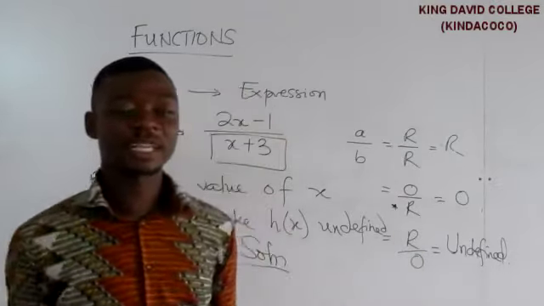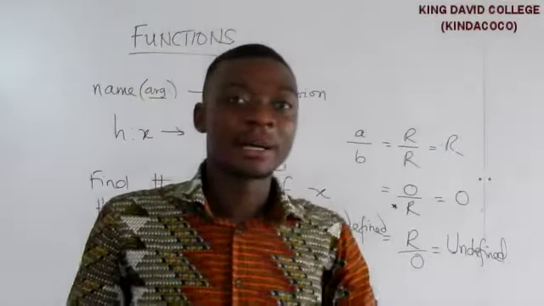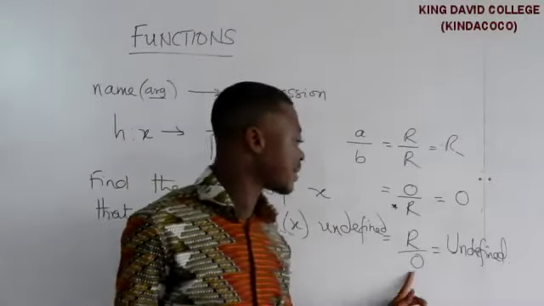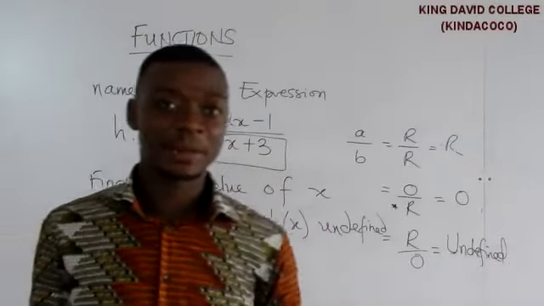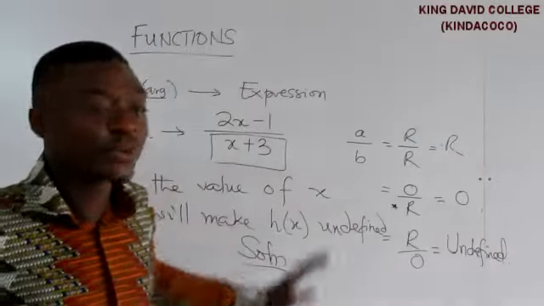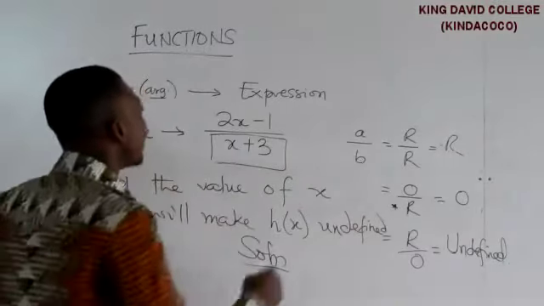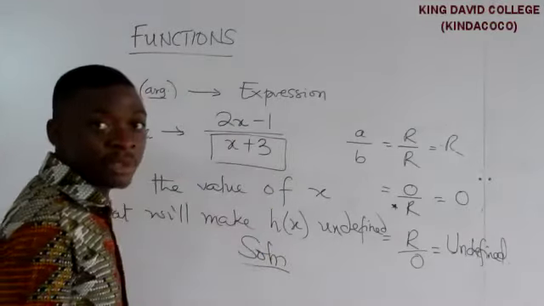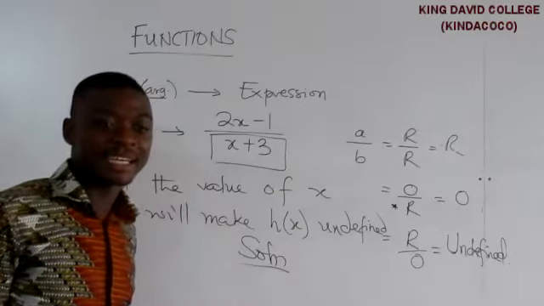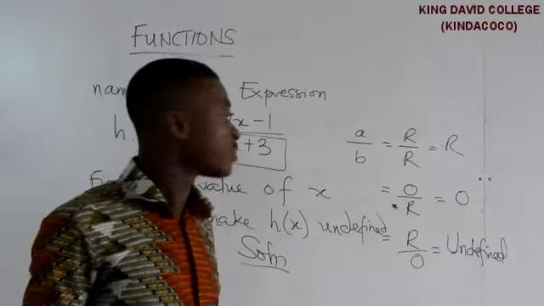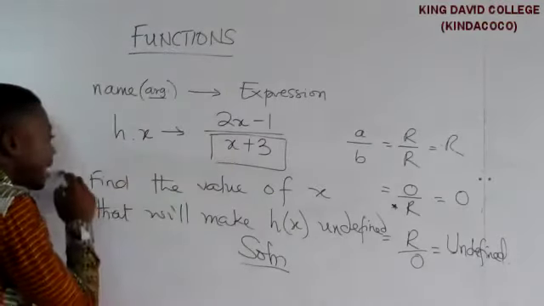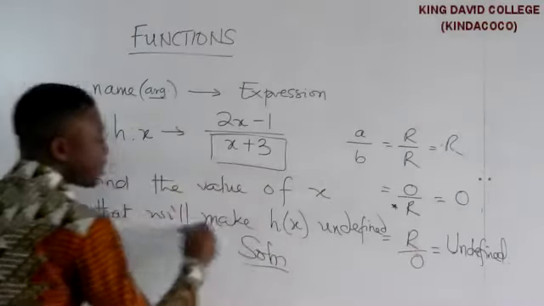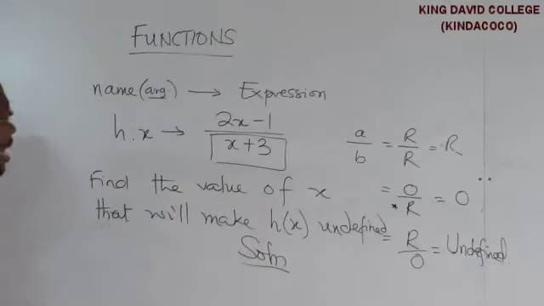So I mean, the numerator can be any real number. But provided the denominator is set to 0, that undefined situation happens. So with these two, the same thing. We don't care about what the numerator holds for us. All we care about is the denominator. Okay. So anytime you come across this question, you solve it like this.